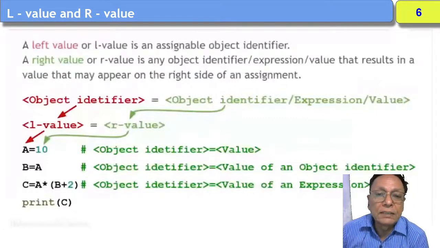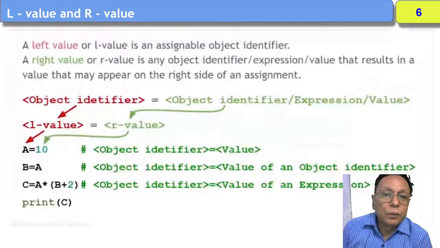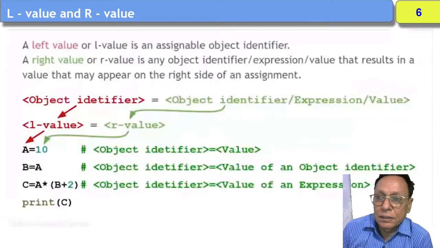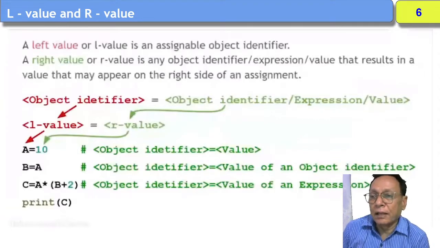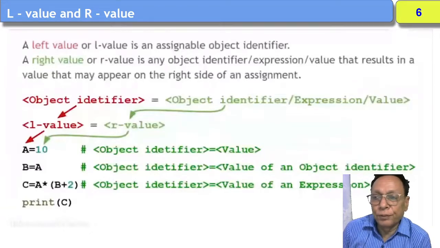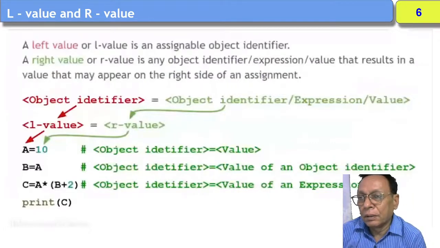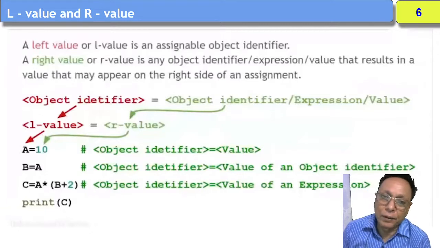So today we'll discuss L value and R value and assignment, means how to assign an identifier to a literal. And before that we'll discuss L value and R value. So what is an L value and what is the R value?